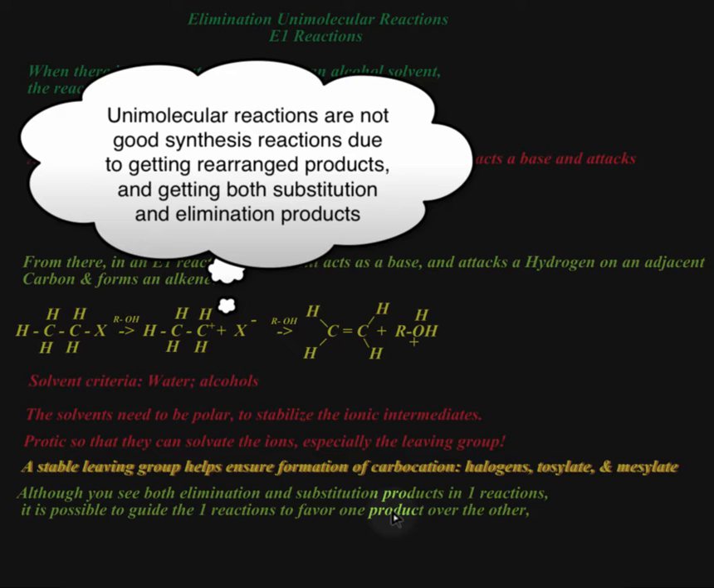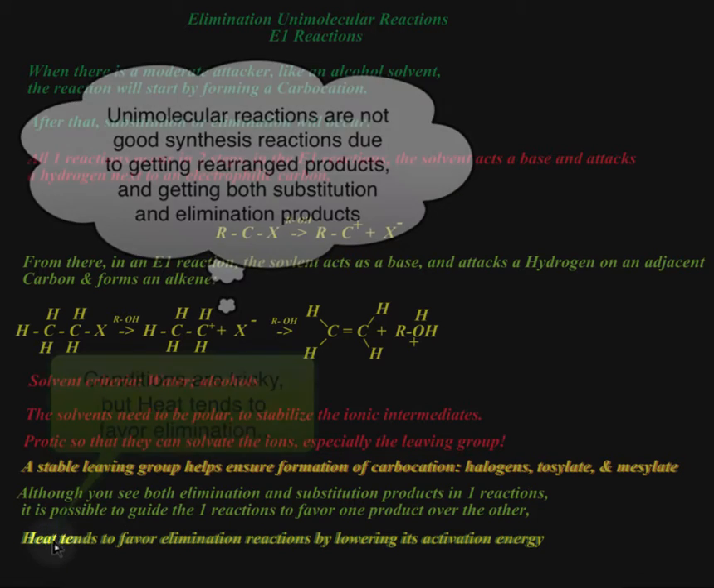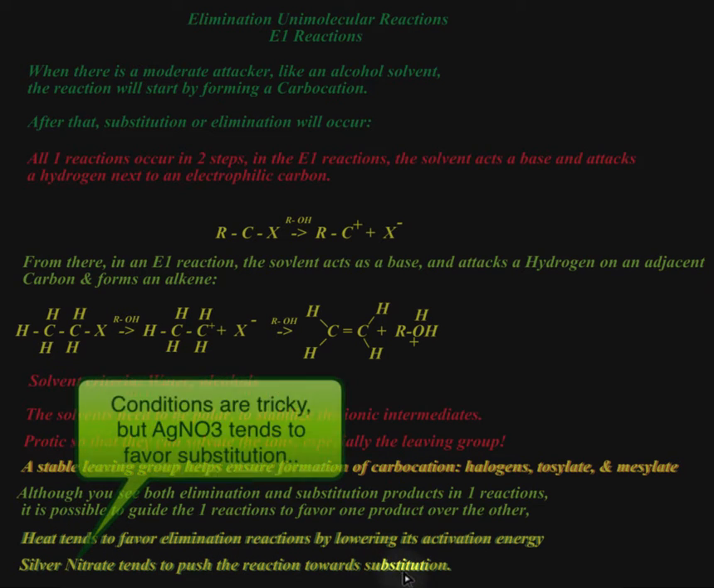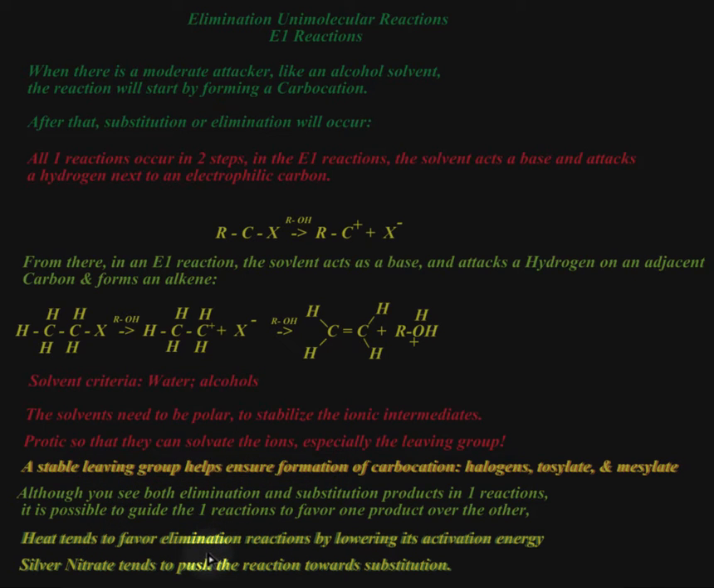I mentioned at the beginning of the video, you can heat the reaction, and it's a little tricky, but it'll tend to favor elimination. You can add silver nitrate, AgNO3, and it'll push it towards substitution. Okay. Conditions are a little tricky, but typically if you see those two things, that's what you'll see. Some exceptions are bound to occur. All right, so that's typically what you need to know for E1 reactions.